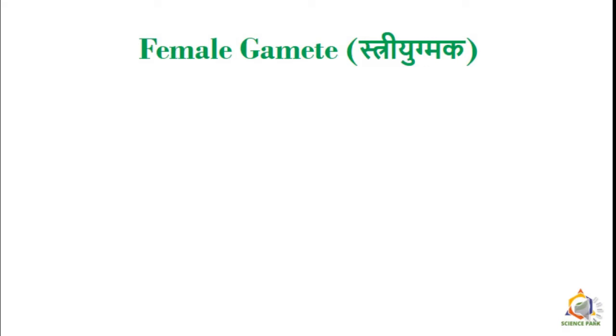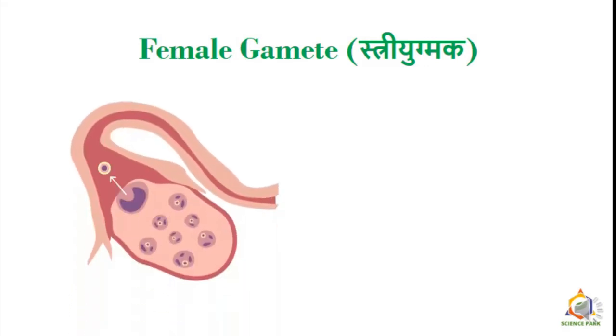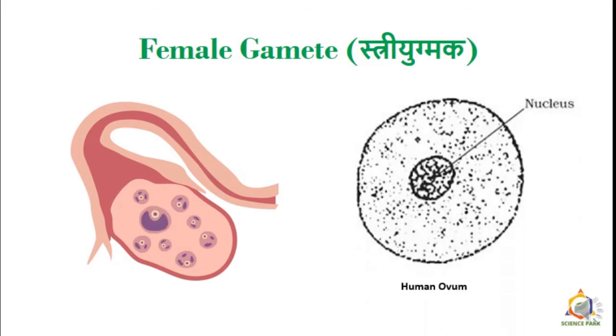Female gamete. The ovary produces many female gametes called ova or eggs. In human beings, a single matured egg is released into the oviduct by one of the ovaries every month. Now observe this human ovum, it also has a nucleus.